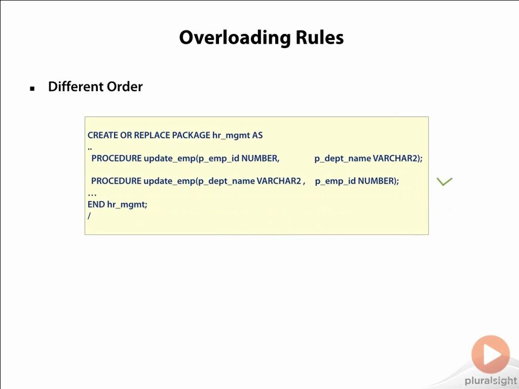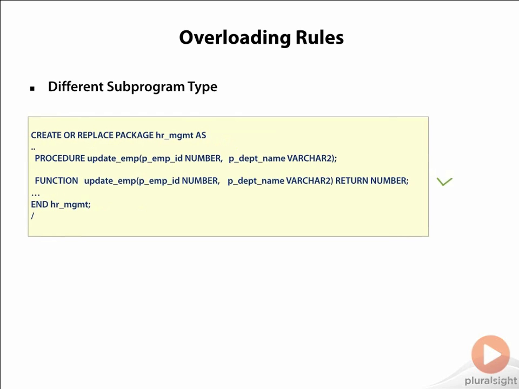You can also overload if the order of the parameters is different. Here, even though there are two parameters of type number and varchar2, this overload is valid as the order is swapped in the two implementations. If you have the same number, type, and mode of parameters, but if one is a procedure and the second is a function, then you can still overload them.